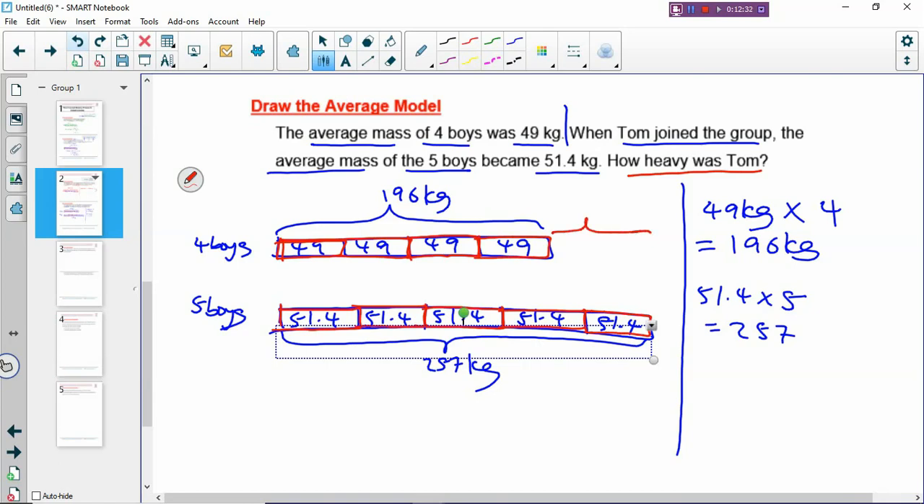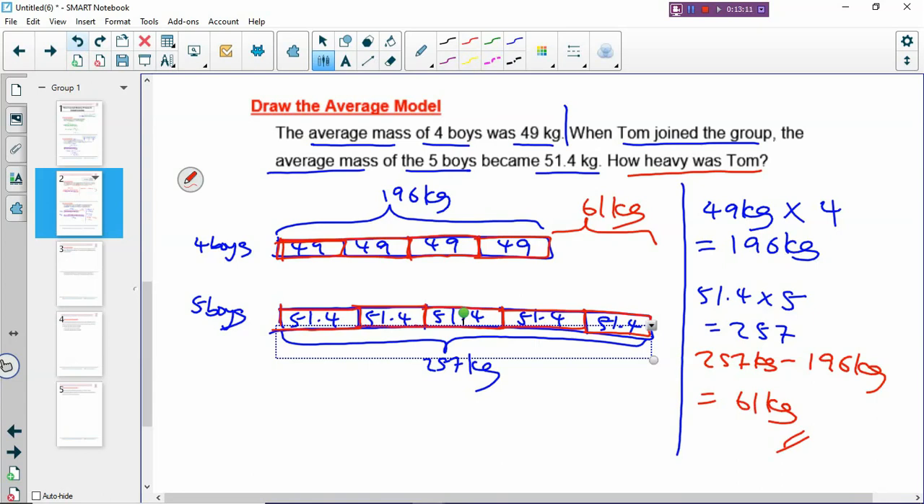The mass of Tom is the increase. When Tom joins, what happened? The total mass has increased to 257 kilogram. So what is the increase in the mass when Tom joins? You take 257 and you minus 196 kilogram. There is an increase of 61 kilogram, which means that Tom must be 61 kilogram. That's why when he joins, the total mass has now increased to 257 kilogram. Okay, got it?